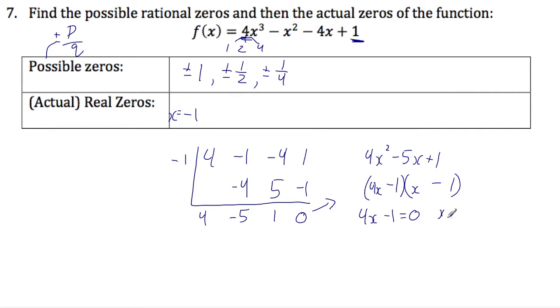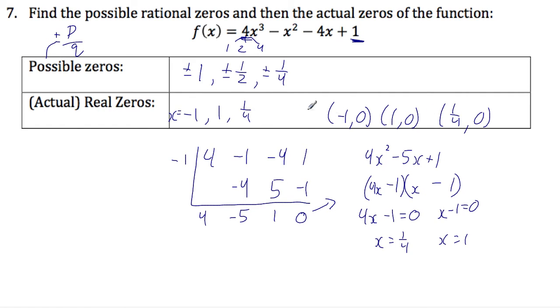I went too quickly there. X minus 1 equals 0. I solve these, so I get x equals 1/4 and x equals 1. And if you notice, these are 2 of the zeros that were possible. So I can write these as a list, or if you wanted to, you could write these as points. Here I'm not picky about what you should do, but these are the same thing. And that's it. That's all we're doing. So we take the p's, the q's, divide and see what we get.